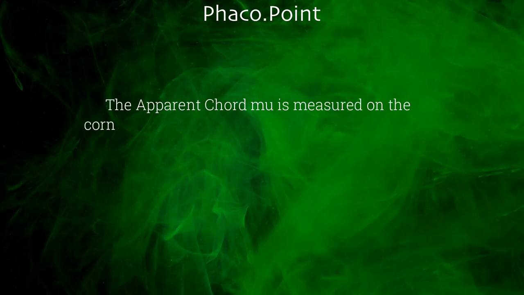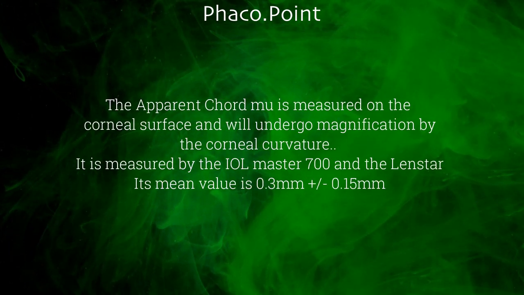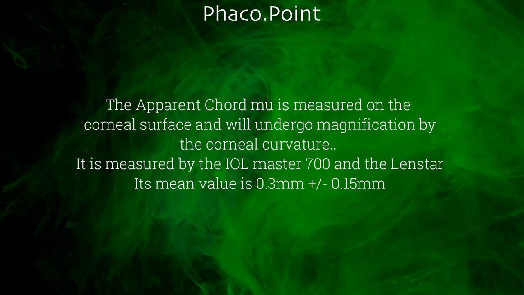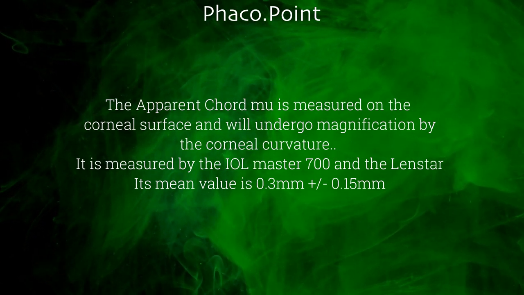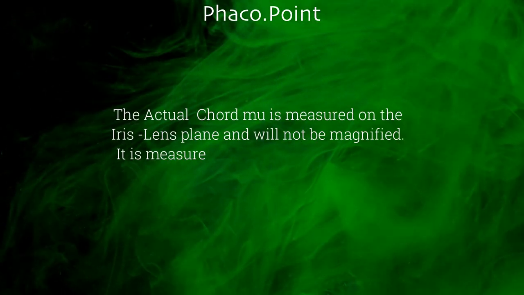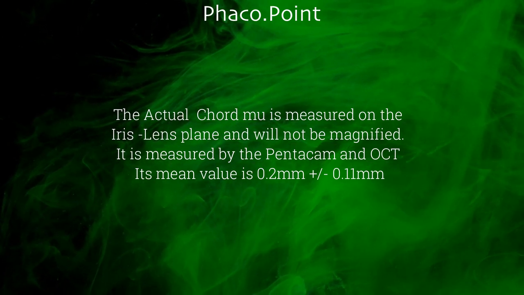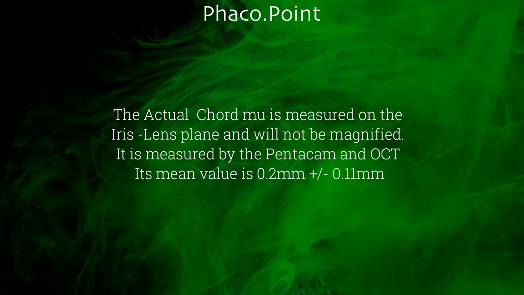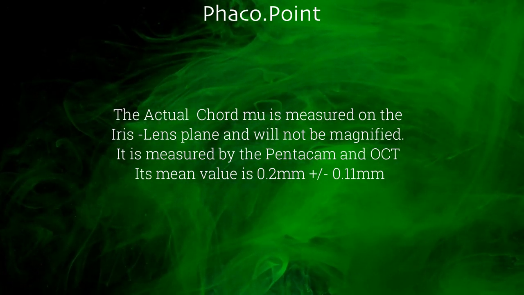The apparent chord mu is measured on the corneal surface and will undergo magnification by the corneal curvature. It is measured by the IOL Master 700 and the Lenstar as a value of 0.3 millimeters plus or minus 0.15 millimeters. The actual chord mu is measured on the iris lens plane or the pupillary plane and will not be magnified by the corneal curvature. This measurement is taken by the Pentacam and the OCT with a slightly lower mean value of 0.2 millimeters plus or minus 0.11 millimeters.